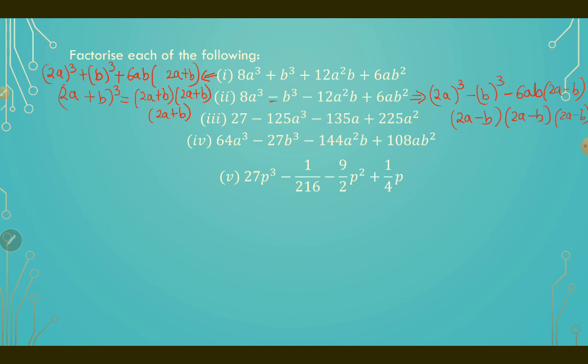The third part of the question can be written as 27 can be written as 3 cube minus 5a the whole cube minus, if I take 3 into 3 into 5a common, I get 3 minus 5a inside the bracket. So that is nothing but 3 minus 5a 3 times.